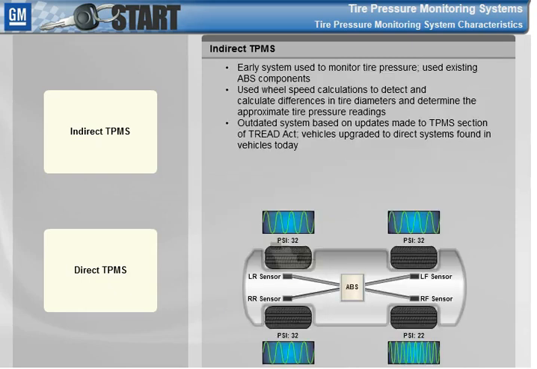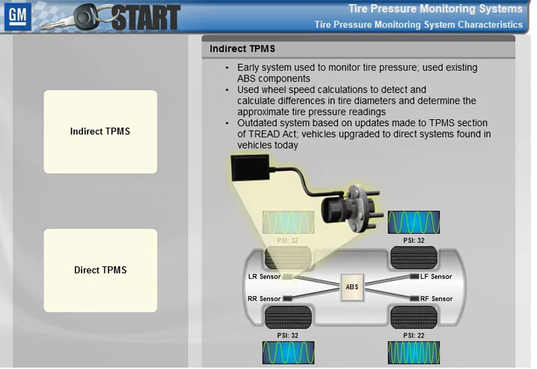The indirect TPMS was an early way to monitor tire pressure. This system used the existing ABS components to monitor the pressure of the wheels. Based on the wheel speed of each wheel, the ABS and TPMS control modules could detect and calculate the difference in tire diameters. Using that data, the system could determine approximate readings on the status of tire pressure. Based on updates made to the TPMS section of the TREAD Act, this system did not meet all of the requirements. Many manufacturers upgraded to the direct systems found in vehicles today.